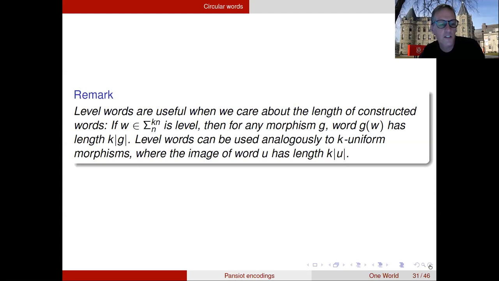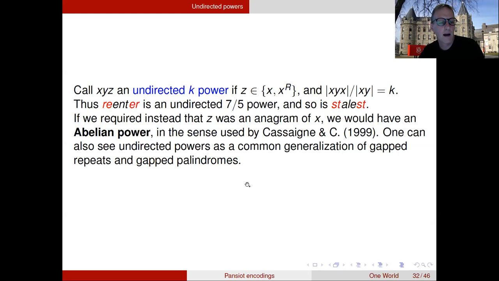Okay, let's talk about undirected K powers. This is work with Lucas Mol. Call XYZ an undirected K power if Z is either X or the reverse of X, and the length of XYX divided by the length of XY is equal to K. So "reenter" is an undirected 7/5 power. It has length 7 and RE and ER, well, one is the reverse of the other. Similarly, "stalest", length 7, ST is the same as ST.